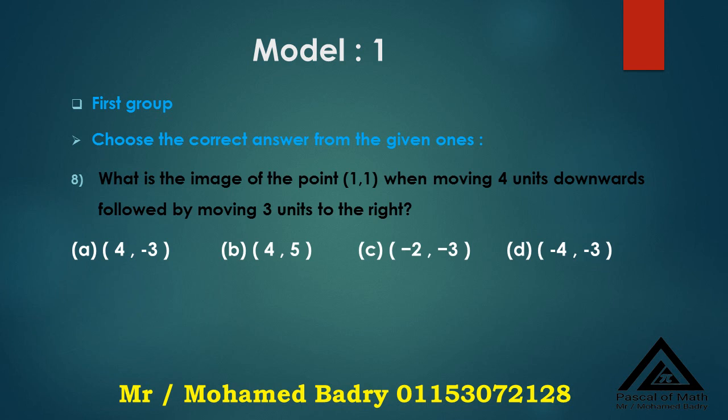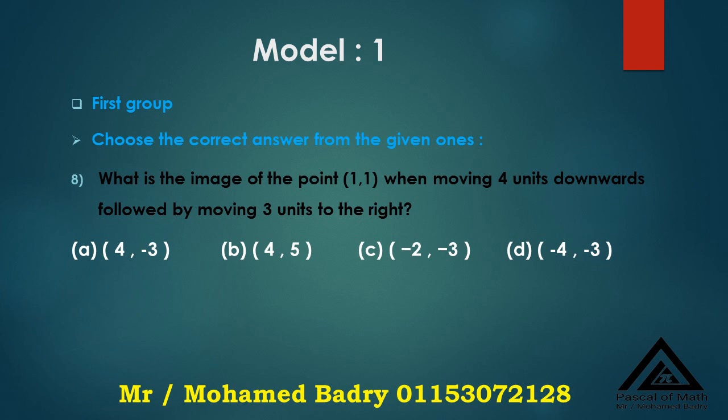Question 8. What is the image of the ordered pair (1, 1) when we move 4 units down, followed by moving 3 units to the right? Now, if we move down, that means we will use y-axis. Up or down? Down, that means we make minus. 1 minus 4 equals negative 3. Now we will cancel the answer B.